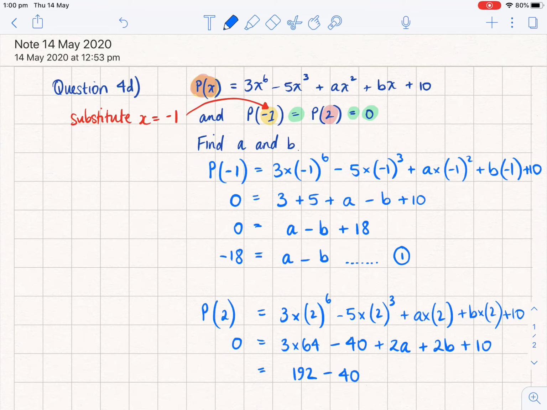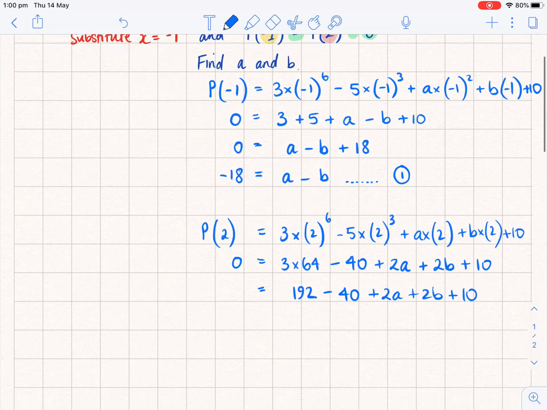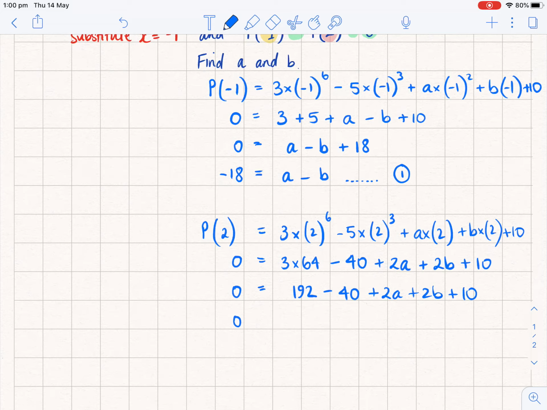Take away 40, plus 2a plus 2b plus 10, or 202 take away 40 equals 162, plus 2a plus 2b. And then finally, I can divide everything by 2 here, and I'm going to make that 81 plus a plus b, and then negative 81 equals a plus b. Alright, now I've got my second equation.